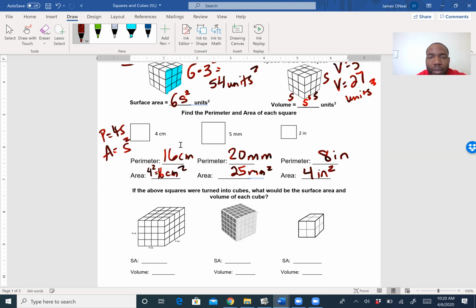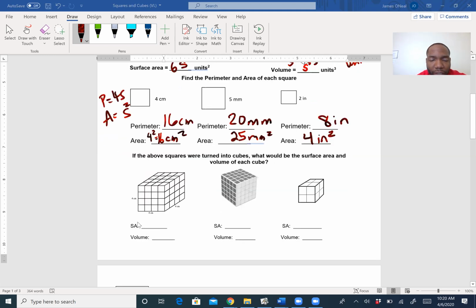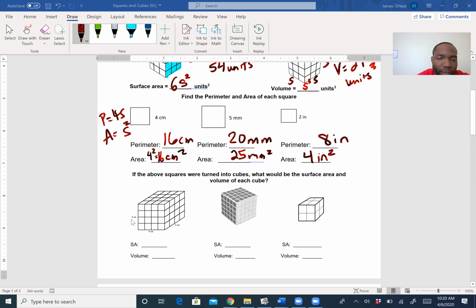On the next problem, we are looking to find the surface area. The surface area formula is equal to 6 times the side squared. And why are we multiplying that by 6 again? Why are we multiplying the S squared, which is the area of the face, by 6? Type that in the chat box.